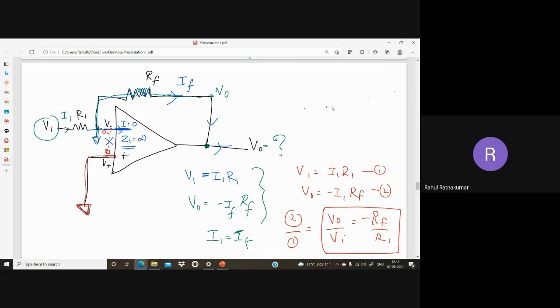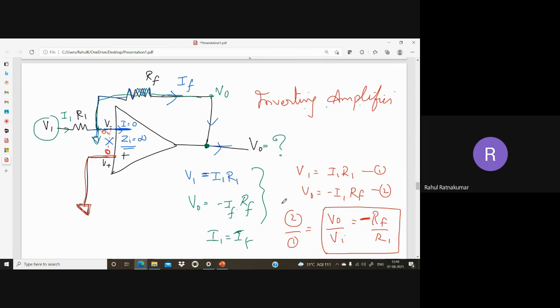So this configuration is called the inverting configuration, the inverting amplifier. Inverting, why? Because of this minus sign. This is called the inverting amplifier configuration. There are a lot of applications of this inverting configuration. I think it will be too much for today, so I think we can stop it here. Any doubts I can take.